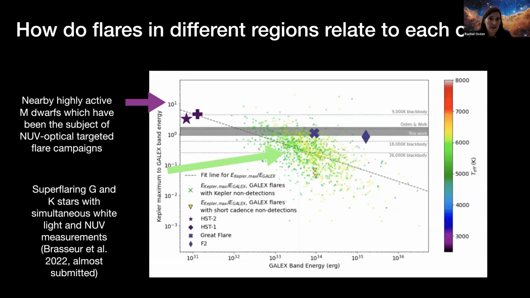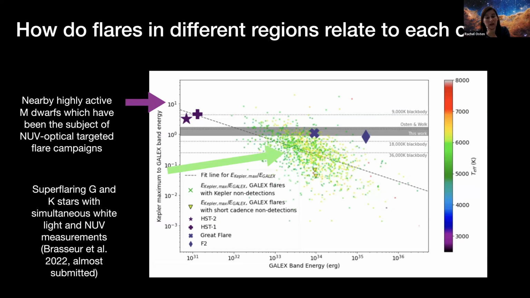So the interesting thing is we can put all this together. We have over 1,500 targets that overlap between GALEX and Kepler, and these super flaring G and K stars that have simultaneous white light and NUV measurements do not show the trends that we expect from either studies of solar flares or studies and observations of highly active M dwarfs.